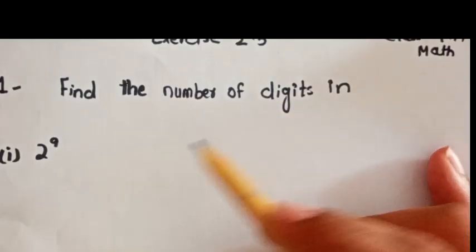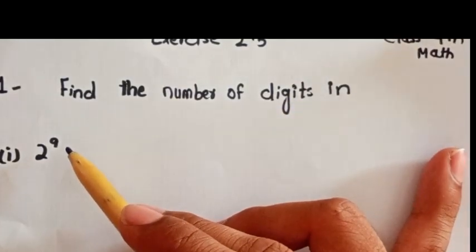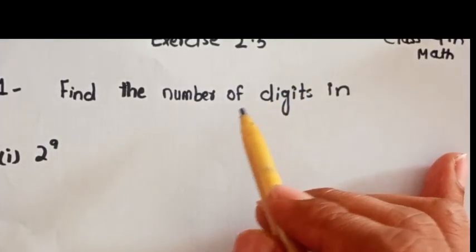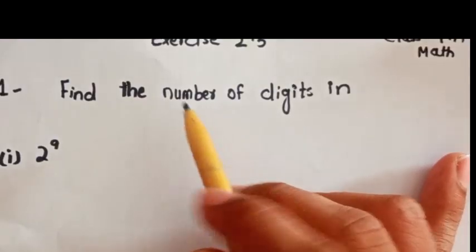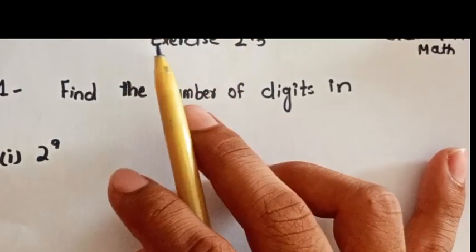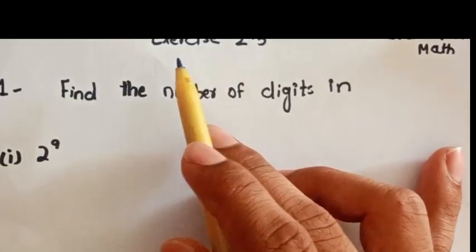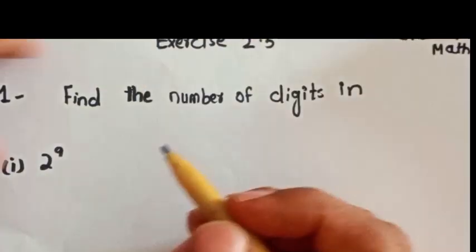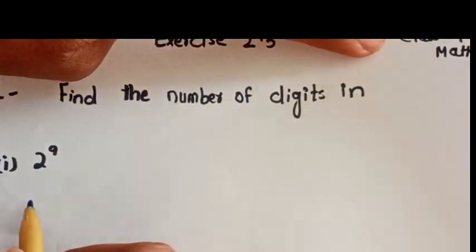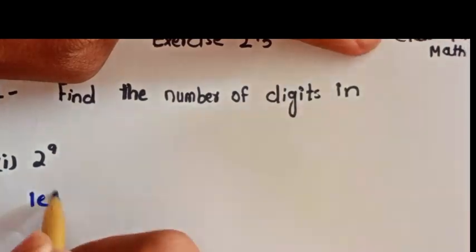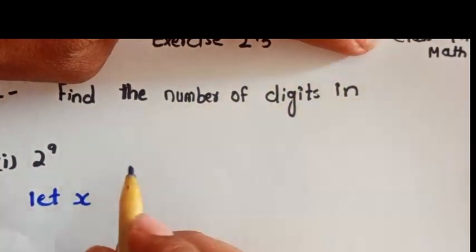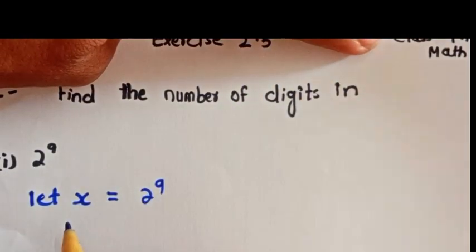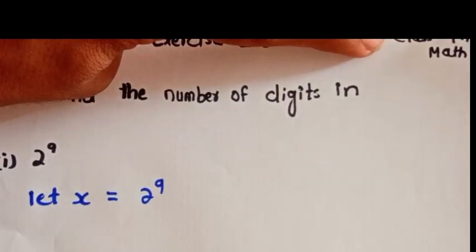See question number 1, that is 2 power 9. I am supposed to find the number of digits in it by using the applications of logarithm, the laws of logarithm, whatever we have done in previous lectures and previous exercises. So we will apply these here. How we will do it? Suppose number of digits I will use x. Let x is equal to 2 power 9.